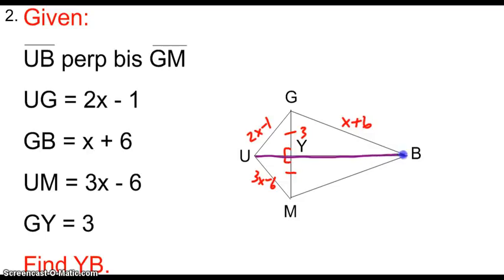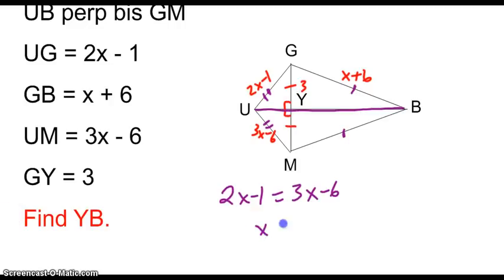is the perpendicular bisector of GM, we know since B and U are on the perpendicular bisectors that they are equidistant from both the points G and M. So we can mark our diagram accordingly. From that, we can now see that UG would be congruent to UM. So we can set up our equation. If we solve that for x, we should get x is equal to 5.